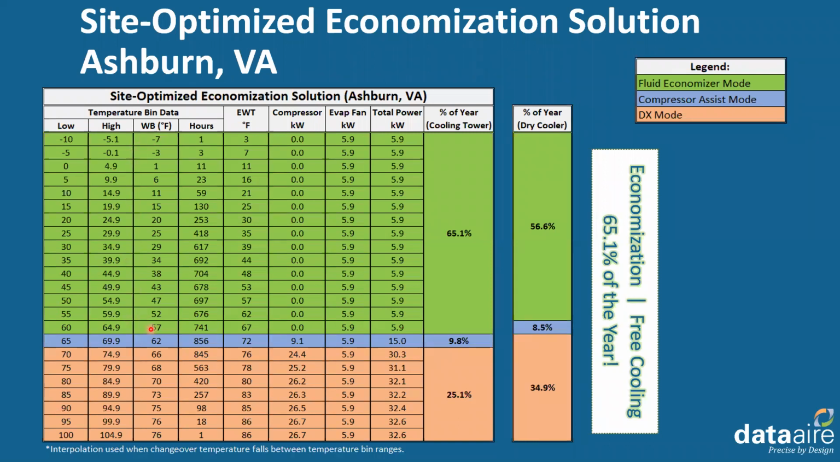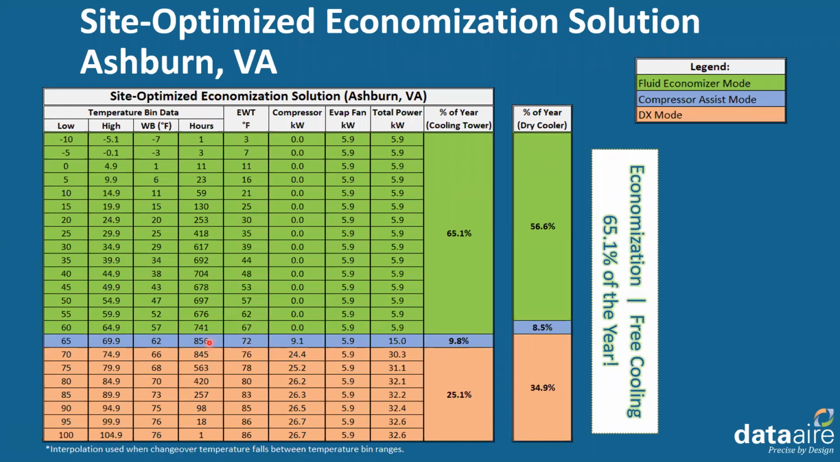Here's the wet bulb temperatures as well from the bin data, and then the number of hours that the site experiences these temperatures. The way this table is broken down is color-coded based on those three modes that Mike talked about. So one is the fluid economizer mode. This is your full free cooling in green.